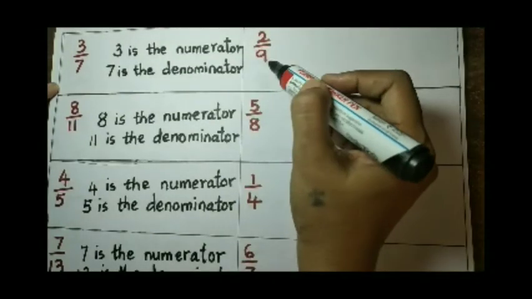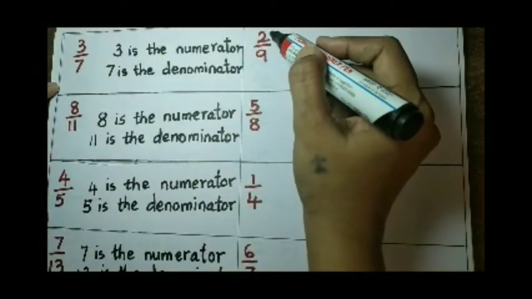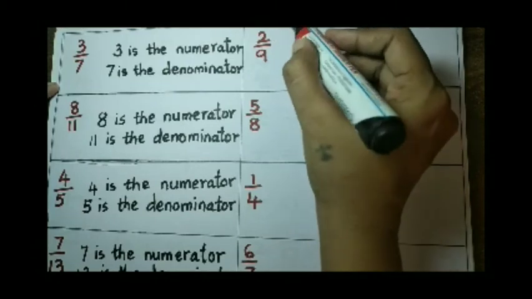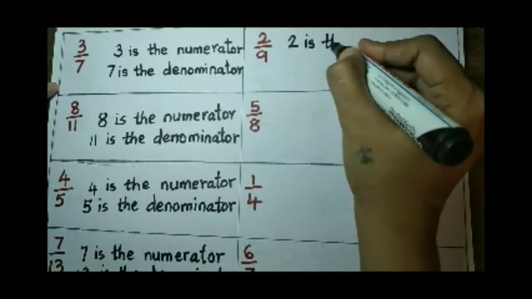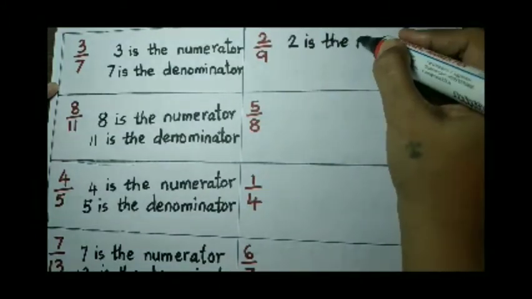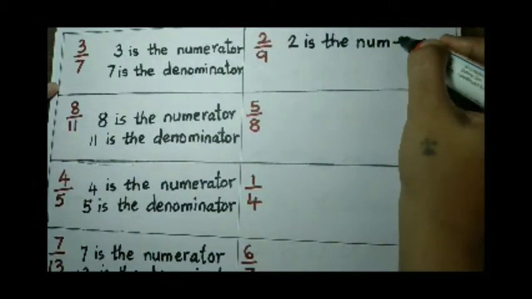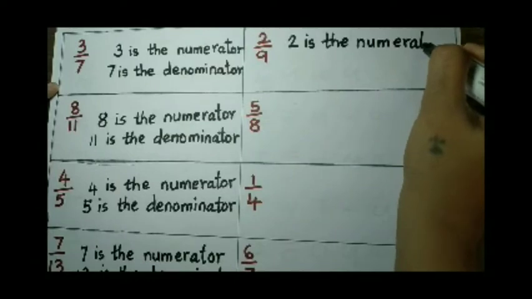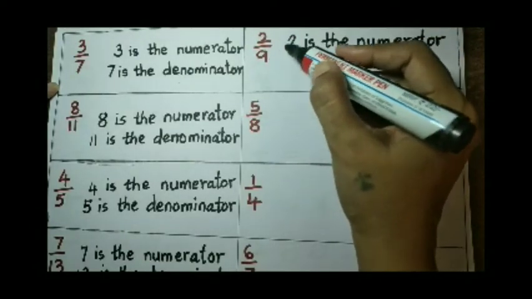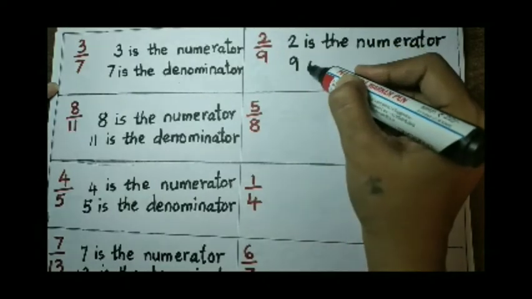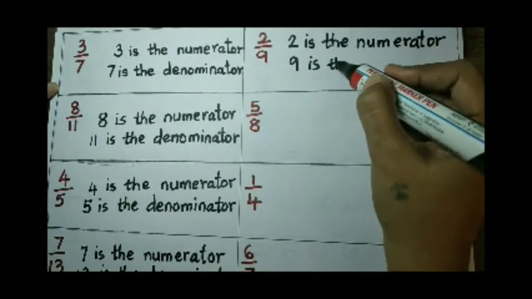Next fraction, 2 upon 9. The number above the line, that is 2. 2 is the numerator. The number below the line, that is 9. 9 is the denominator.